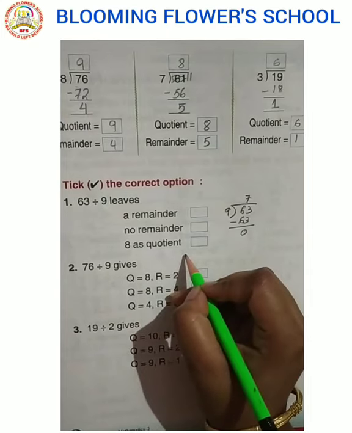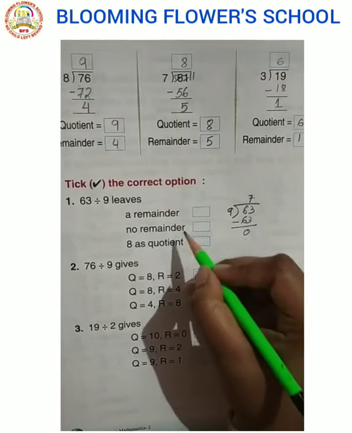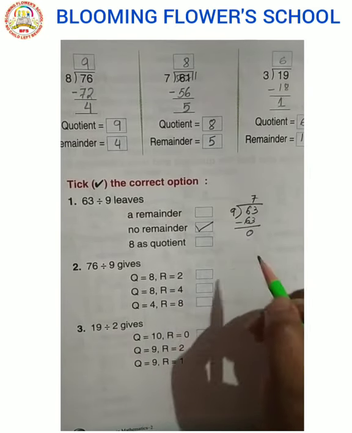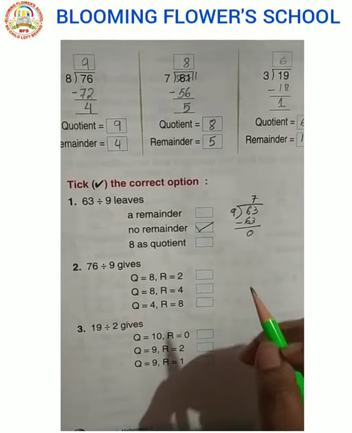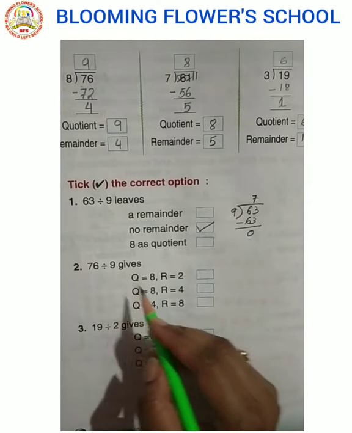Yes, children, we found that 63 is totally divisible by 9 and 7 is the quotient. So 8 as a quotient is wrong. The remainder option is also wrong because there is no remainder. So no remainder is the only correct one. Understand? Because 63 minus 63 is 0, there is no remainder.